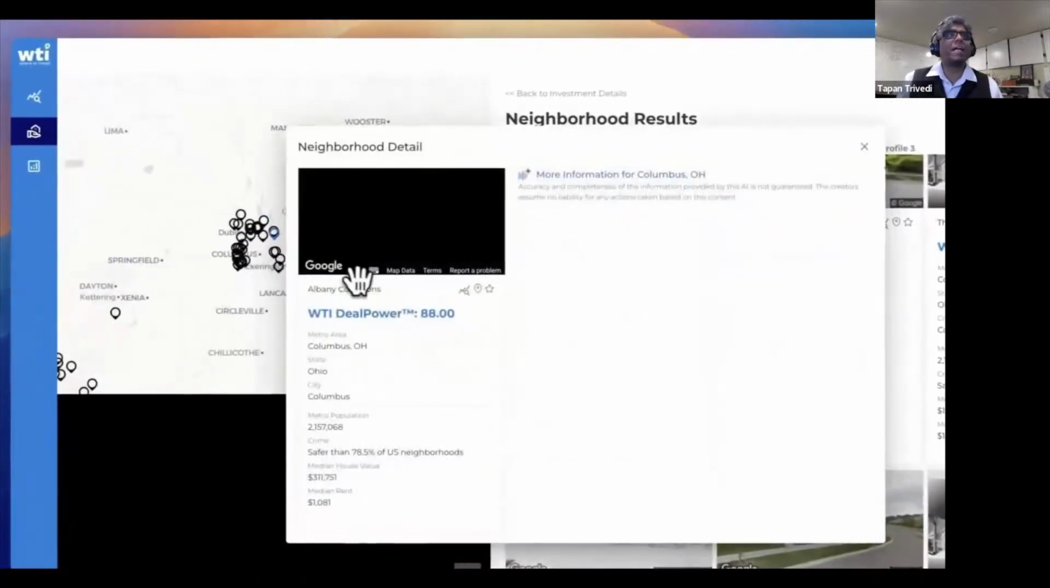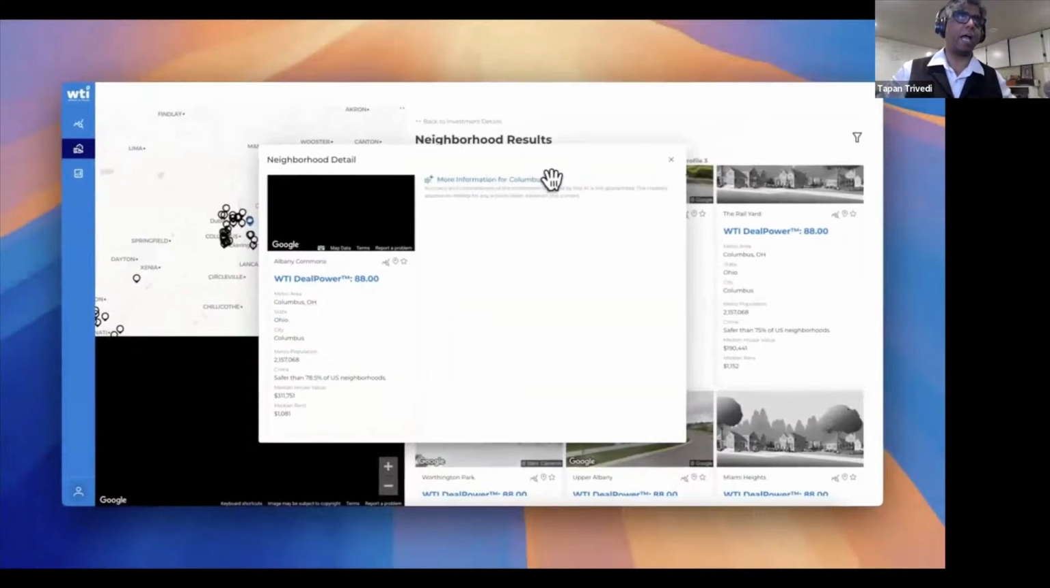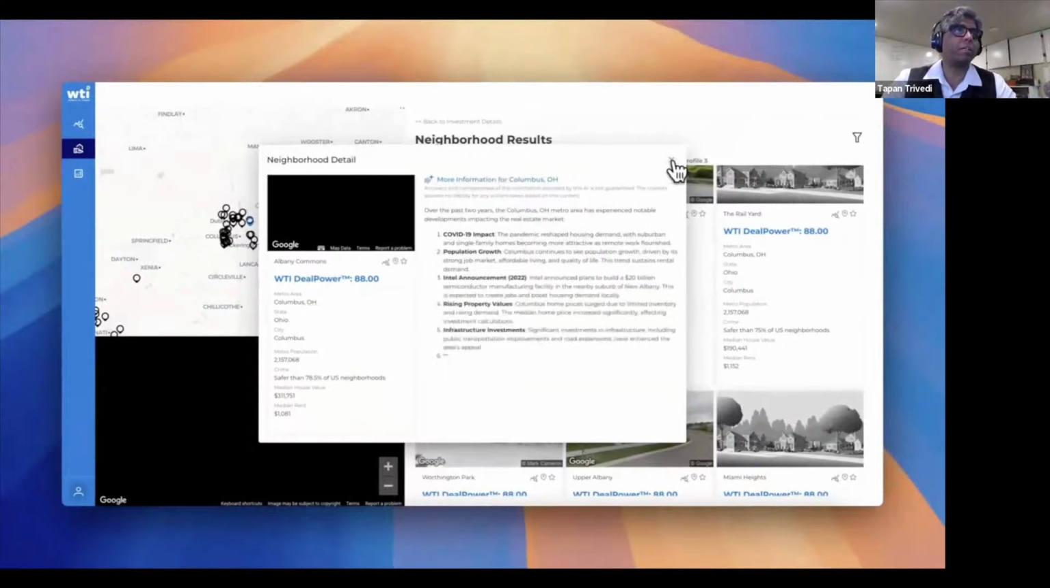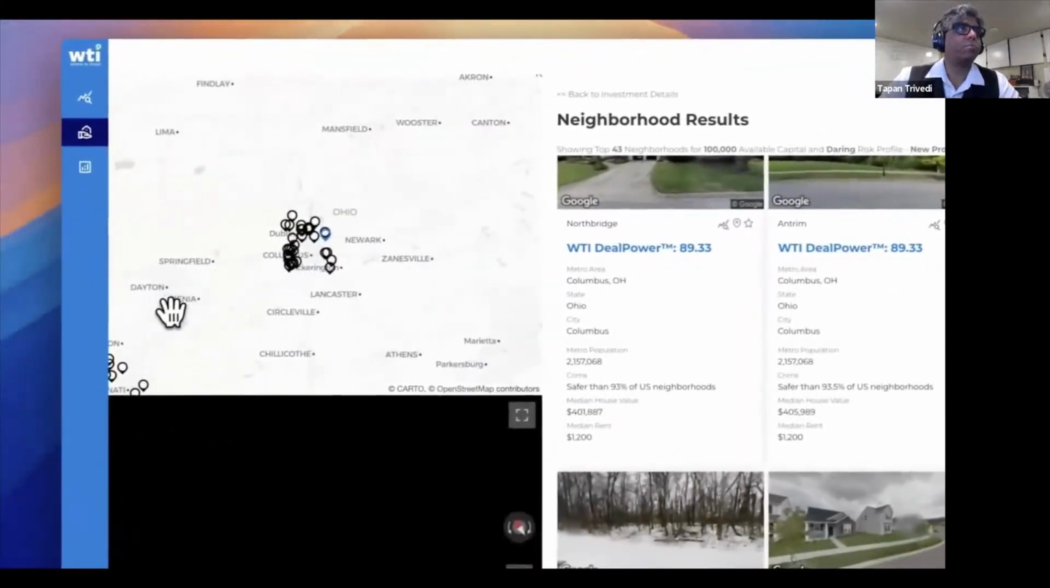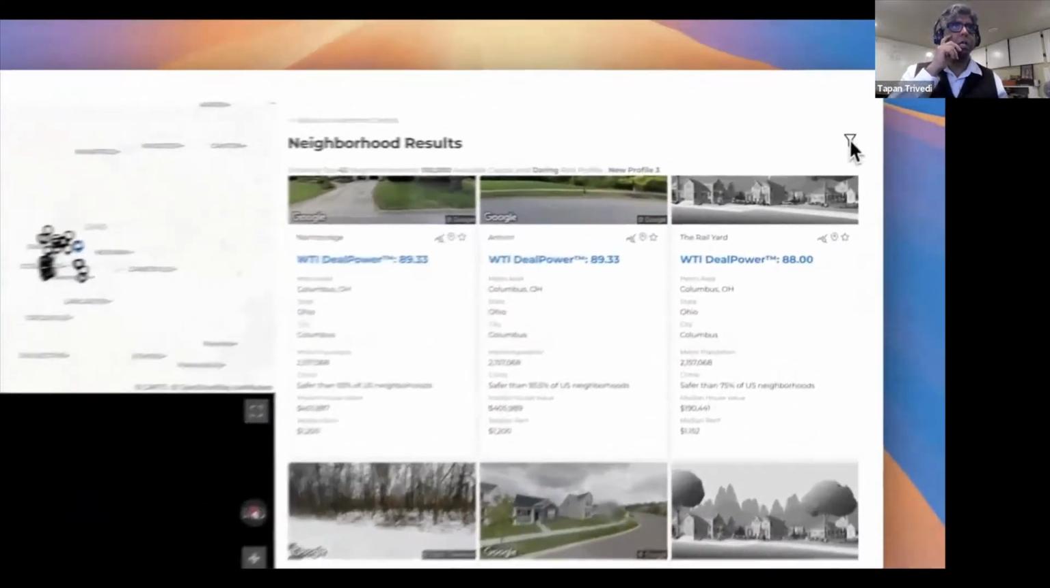So you can see at a glance, and then of course you can click, and this is where we are using the AI capability. It says what's been happening recently in the neighborhood and the metro area, in terms of Intel's announcement, property values have risen, infrastructure investments, some economic diversification, all those things. So we are giving you everything that you need.